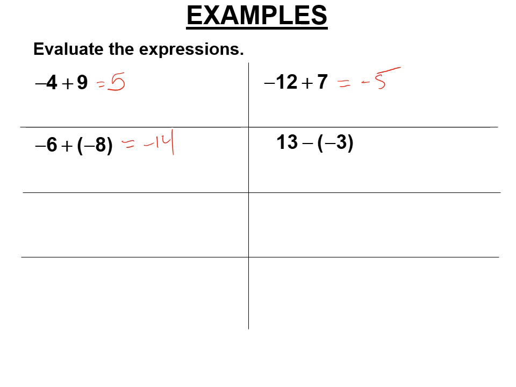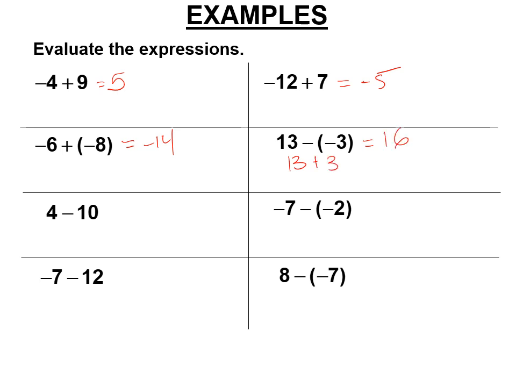13 minus negative 3. I'm going to start actually putting these all up because I'm going so fast. 13 minus negative 3 is the same as 13 plus 3, which is 16. 4 minus 10 is the same as 4 plus negative 10, which is negative 6, right? 10 minus 4 is 6. 4 minus 10 is the opposite.